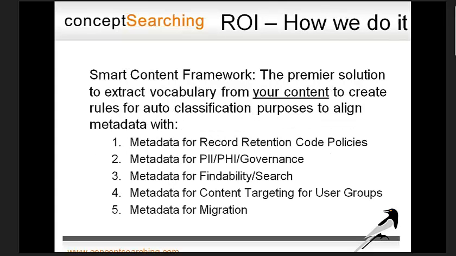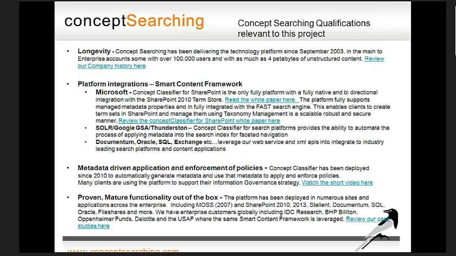Now, how do we do this? Again, consistency and applying metadata in an automated fashion to align with your record retention code policies, sensitive information removal like PHI, PII, and governance requirements, improving content findability, and of course, targeting content for both displaying it as well as for migration for your end users.